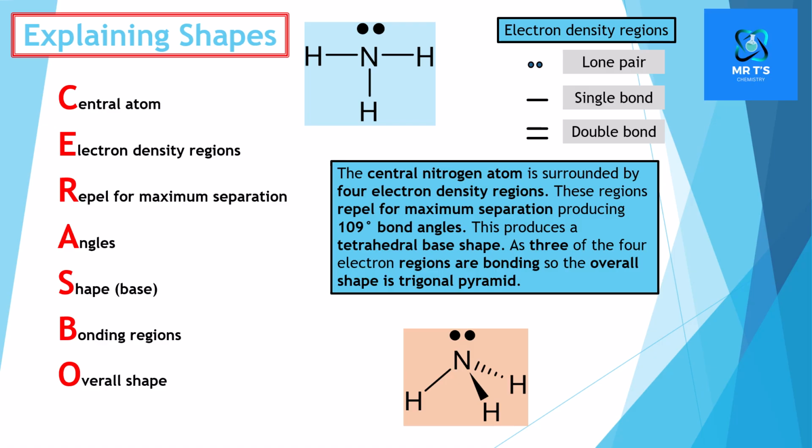The central atom, number of electron density regions. I state that they repel for maximum separation. I give their angle, their base shape. I say finally how many of those regions are bonding, and therefore what the overall shape is.